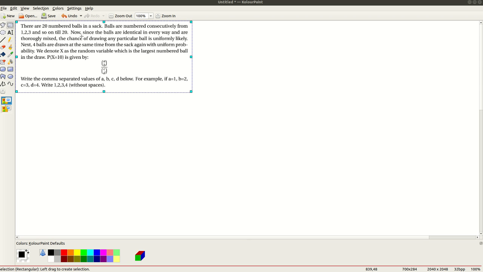There are 20 balls in a sack, numbered 1, 2, 3 onwards till 20. So if you put a hand in it and take a ball out, you will know what number it is. They are identical and thoroughly mixed, so any four balls you draw have the same chance of picking any possible set. So it's uniform. That is one thing you should make note of.